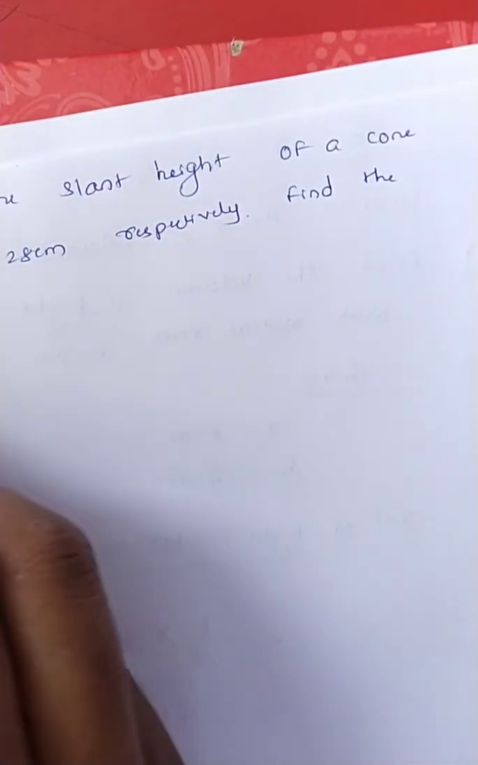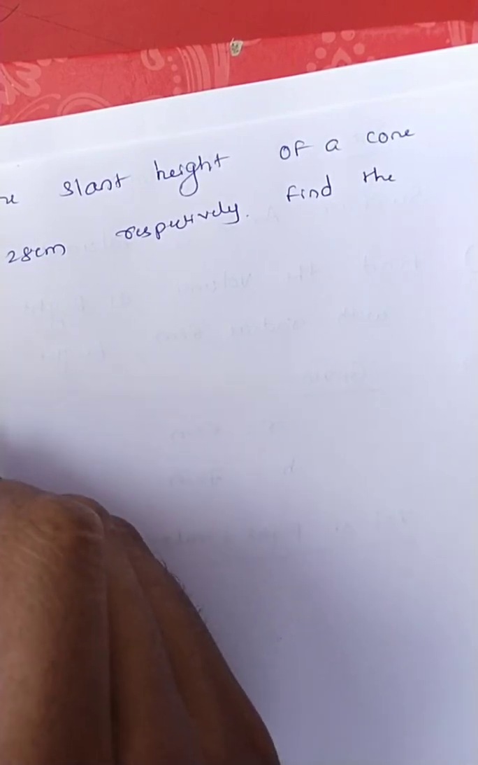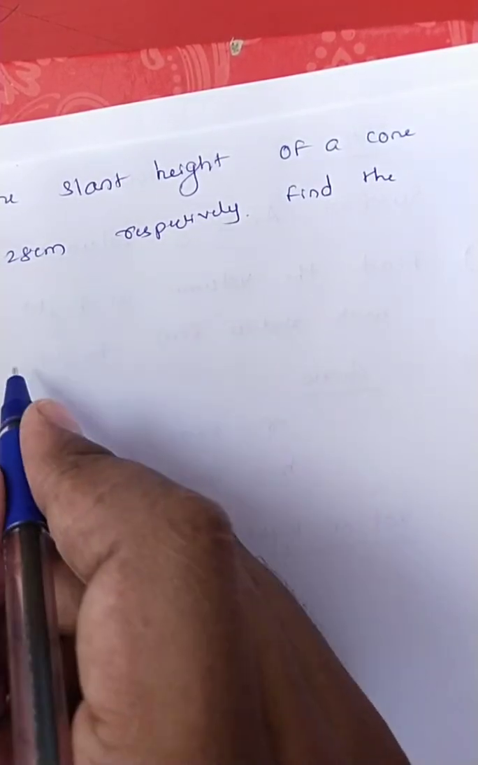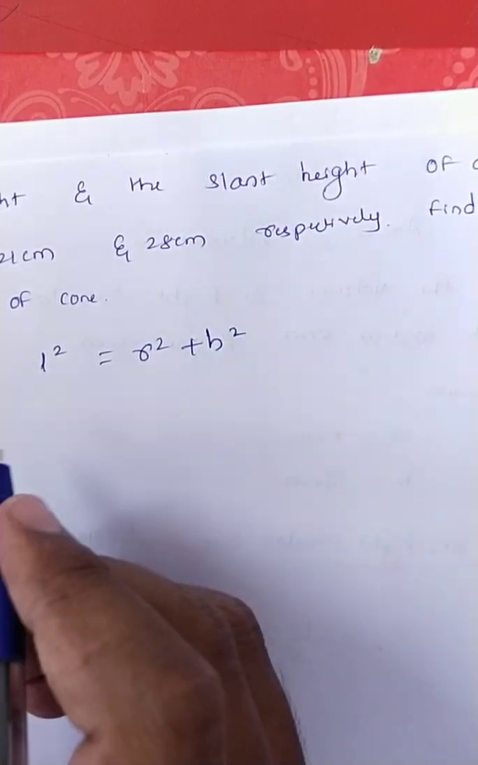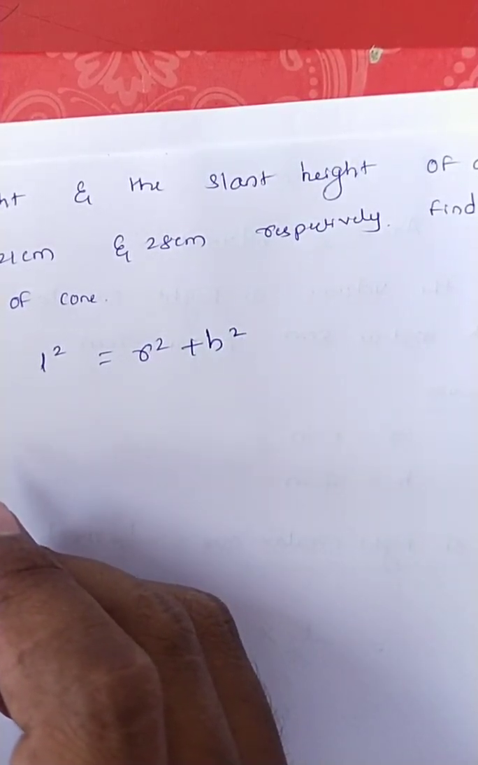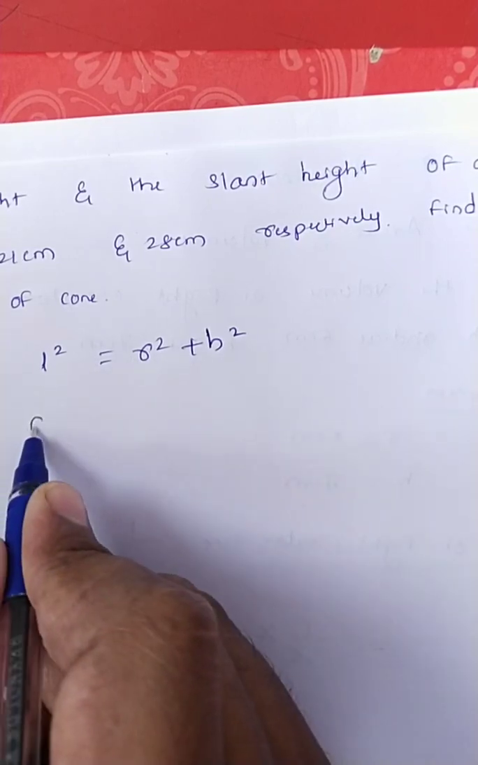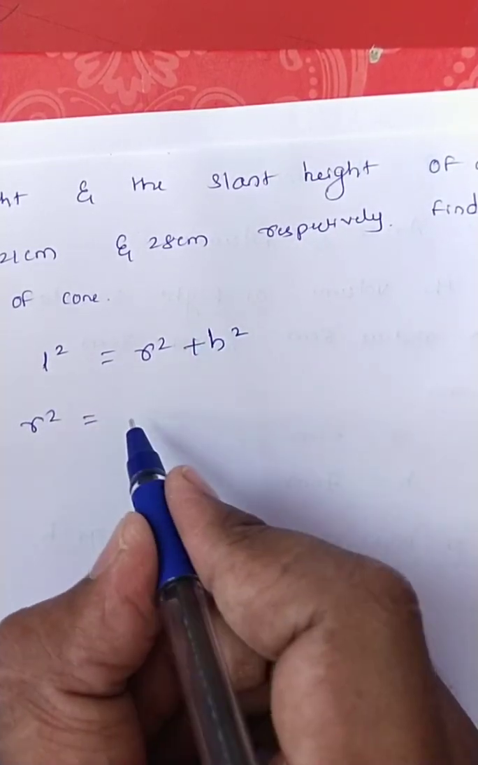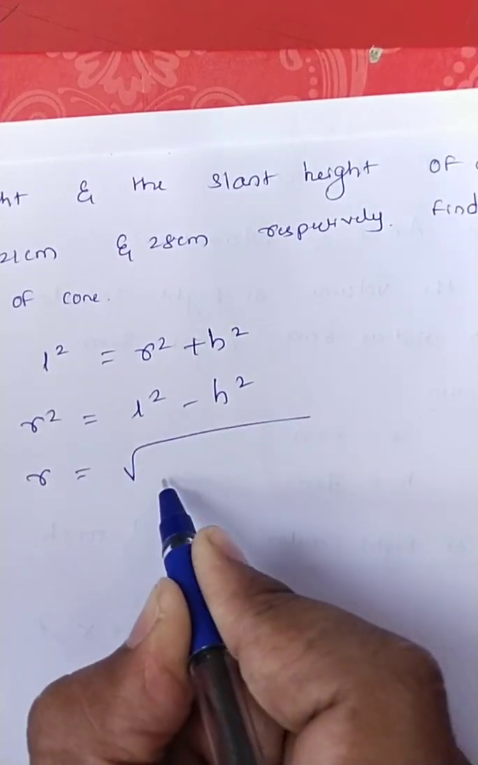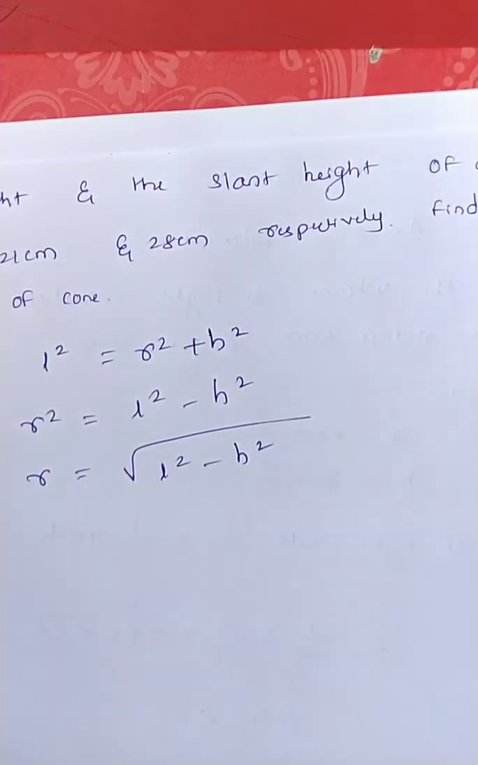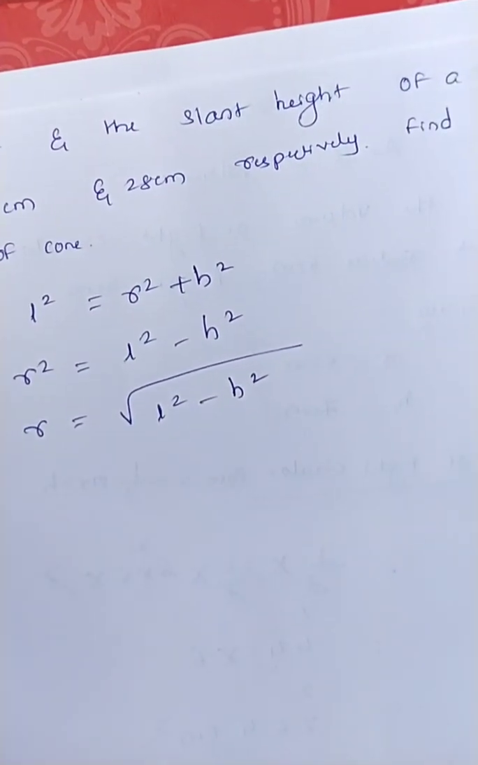So we know that the slant height formula is L square is equals to r square plus h square. So r square is equals to L square minus h square, that is r is equals to root of L square minus h square. Okay, so you need to find the radius.